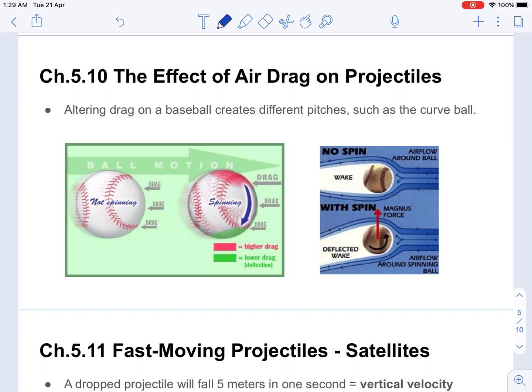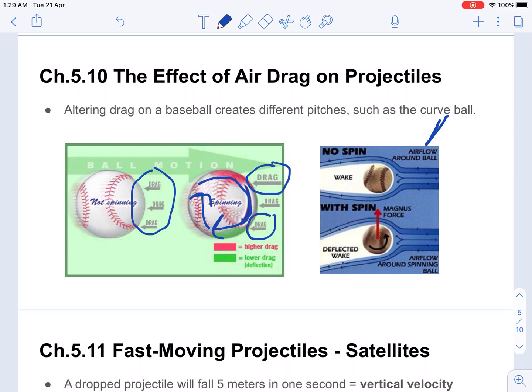But drag also influences the different types of pitches that pitchers throw. If you've ever wondered how a pitcher actually pitches something like a curveball or a fastball, a curveball is actually when they put a little bit of spin on the baseball. You can see it indicated here. They release the ball in a way that it spins around a little bit, and rather than having the drag evenly distributed over the ball as it flies through the air, there is a large amount of drag on one end and a small amount on the other.